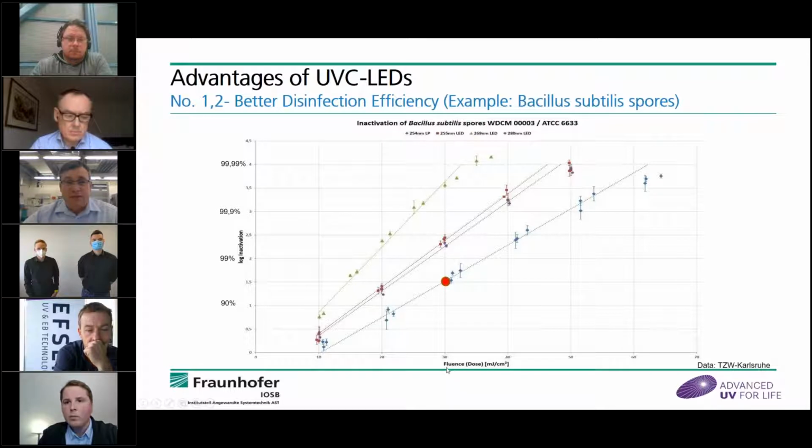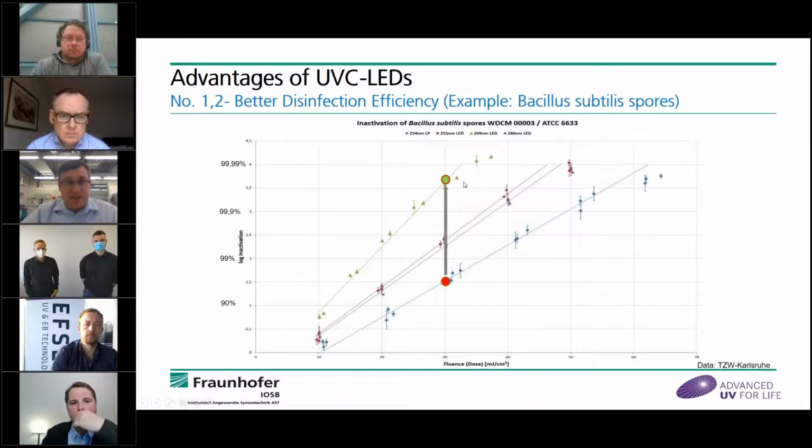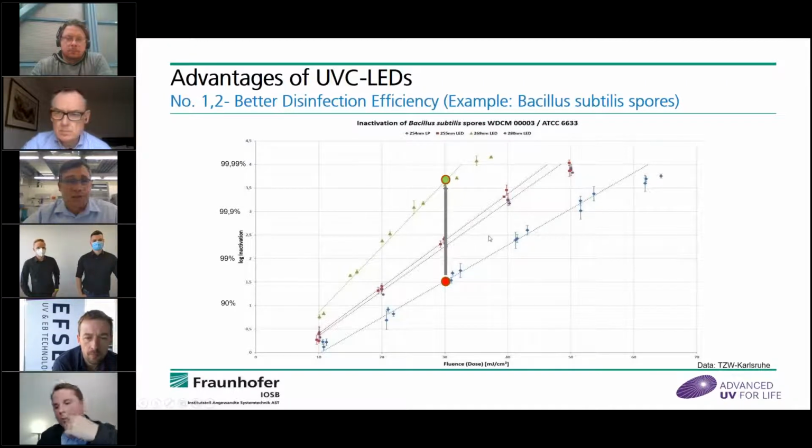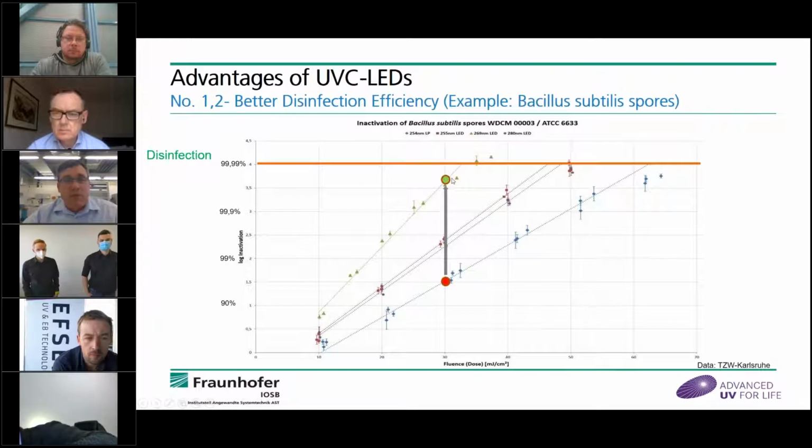If you look, for instance, at a fluence of 30 millijoule per square centimeter, you will only have an inactivation rate of 1.5 log. If you use a 269 nanometer LED, you will have 2 log steps better disinfection with the same radiation energy, and other LEDs like 280 nanometers and 255 are in between. So with a UVC LED with 269 nanometers, you are very close to the disinfection limit.